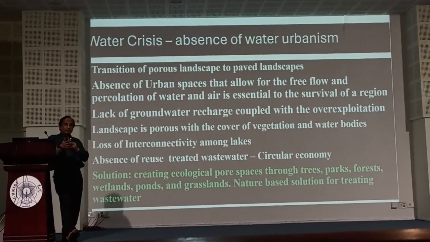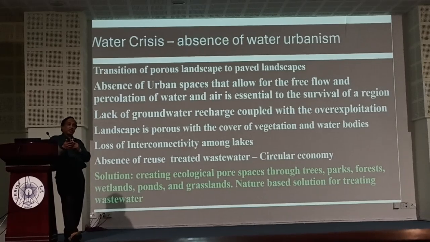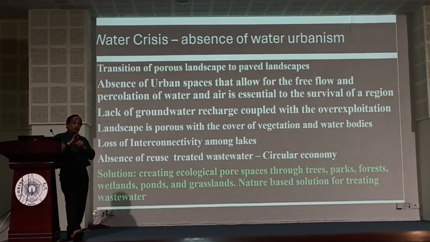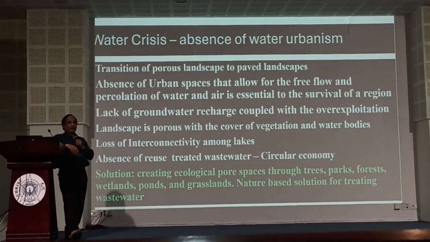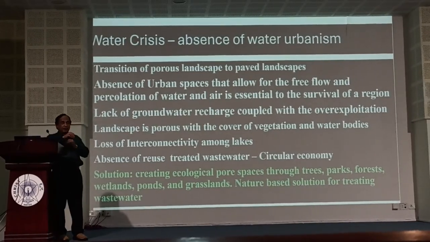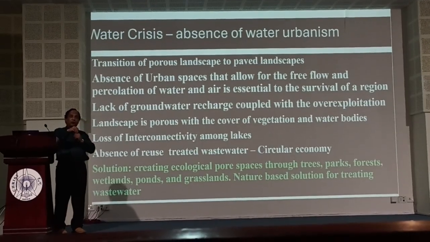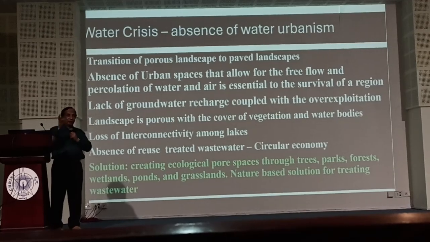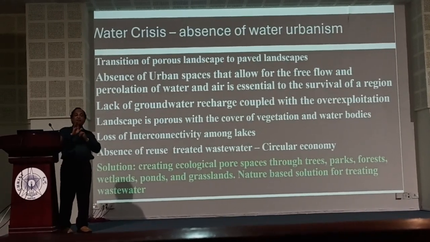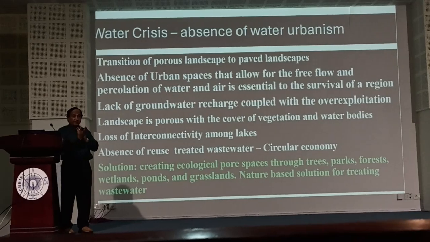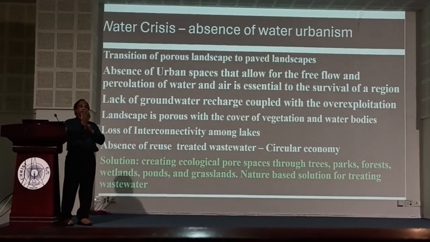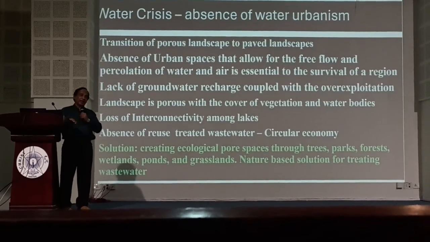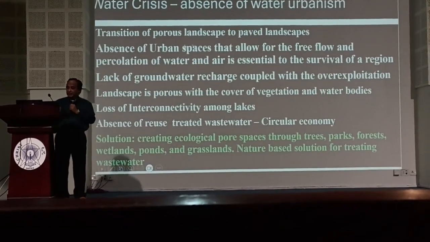Okay? Now I have told you why the water crisis happened in Bangalore. In the planning, there is an absence of water urbanism. See, we converted the porous landscape into a paved landscape. When the landscape is covered with vegetation and water bodies, the landscape is porous. When we construct buildings or paved surfaces, it becomes a paved landscape. When it is a paved surface, it doesn't allow the water to percolate. When there is no water percolation, groundwater recharge doesn't happen. That is one of the crises.